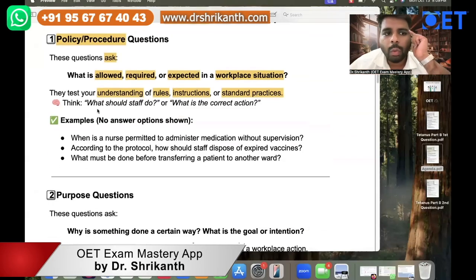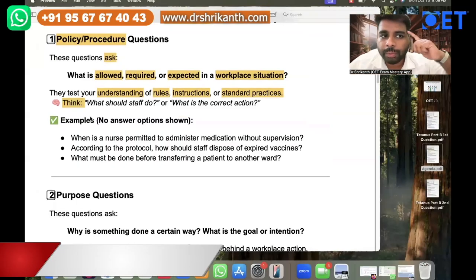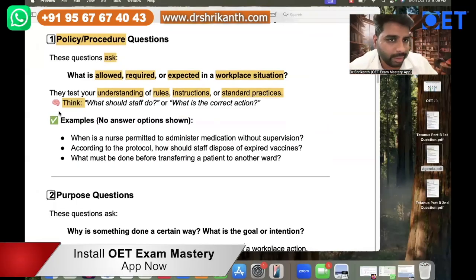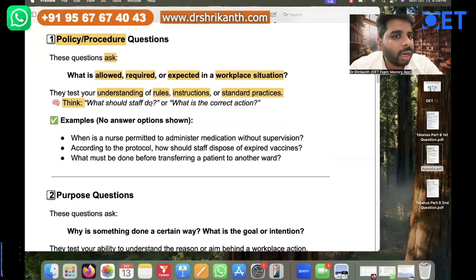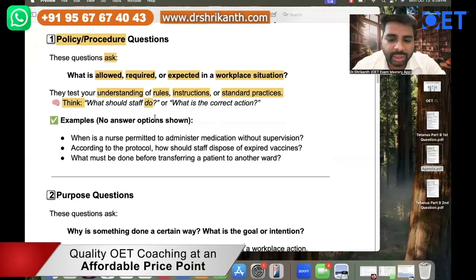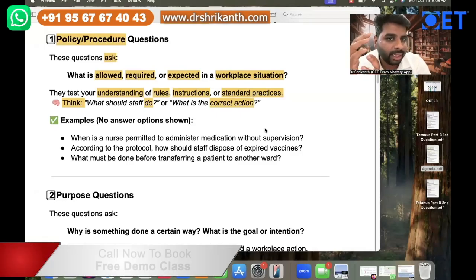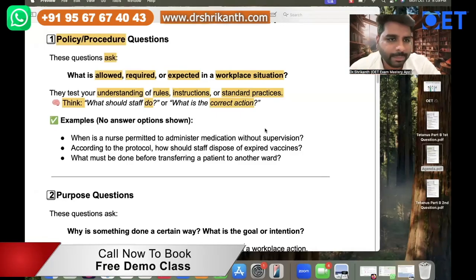So here, what should you think? How should your brain work? Your brain should work in a very particular manner. When you're dealing with policy type questions, you must ask yourself, okay, according to this hospital policy, what should the staff do? That is, what action is expected from them, right? What is the correct action required from the medical staff? If your brain is thinking like that, then finding the answer becomes easier, right?